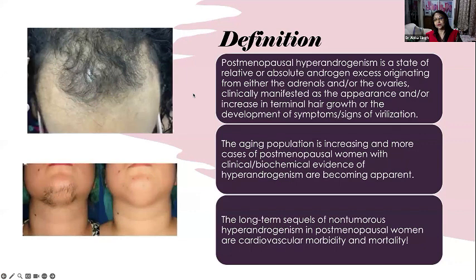So this is hyperandrogenism, which can occur where there is hair growth where we do not want it to be there. And it can be accompanied, or it may not be accompanied, with virilization. And why it is important to discuss this topic today is because we know that there is a larger aging population which is beyond the menopause. So this number is very large, and we are finding clinical and even biochemical evidence of hyperandrogenism. And why is this worrisome? Because the long-term sequelae of non-tumorous hyperandrogenism in post-menopausal women are sometimes cardiovascular mortality as well as morbidity.